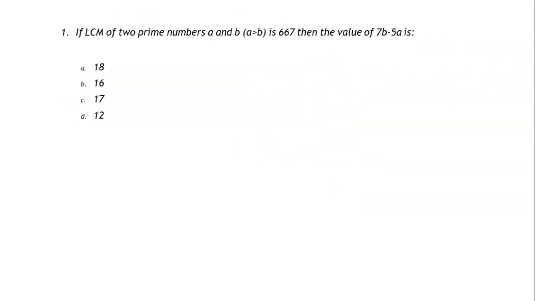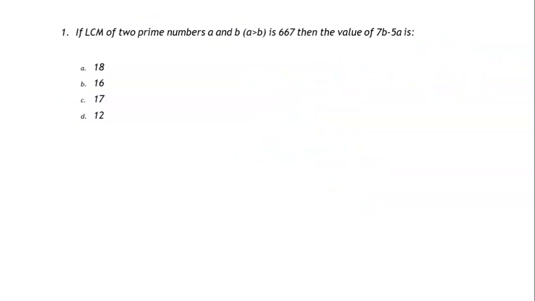So next question. The LCM of two prime numbers A and B is 667, and the value of 7B minus 5A is? The value of 7B minus 5A is the question. Okay. So the LCM of two prime numbers A and B is 667. Then the value of 7B minus 5A is?